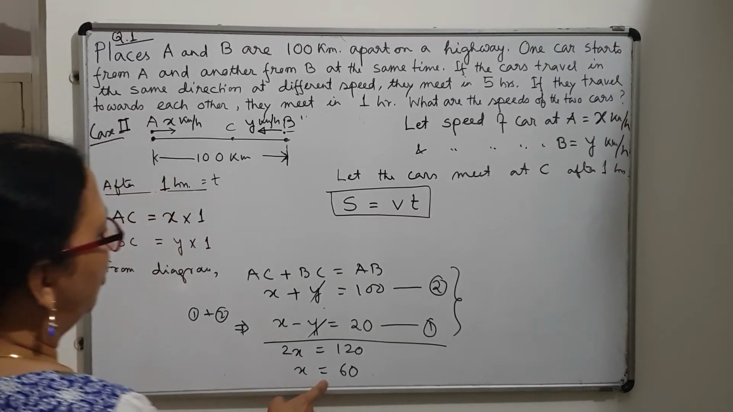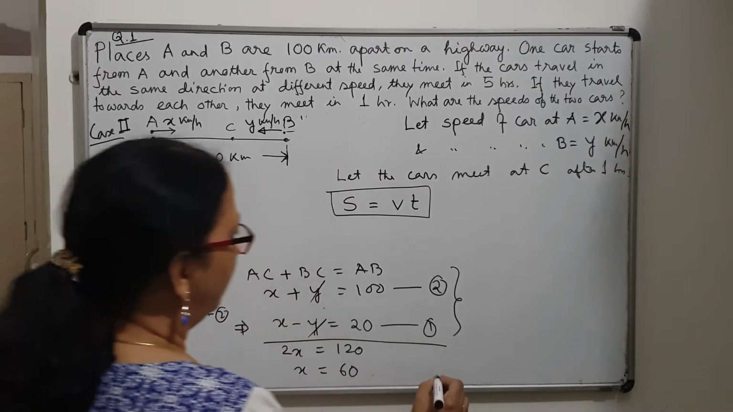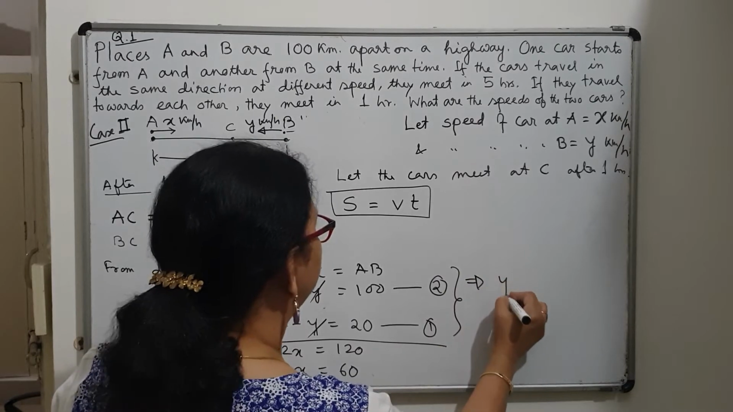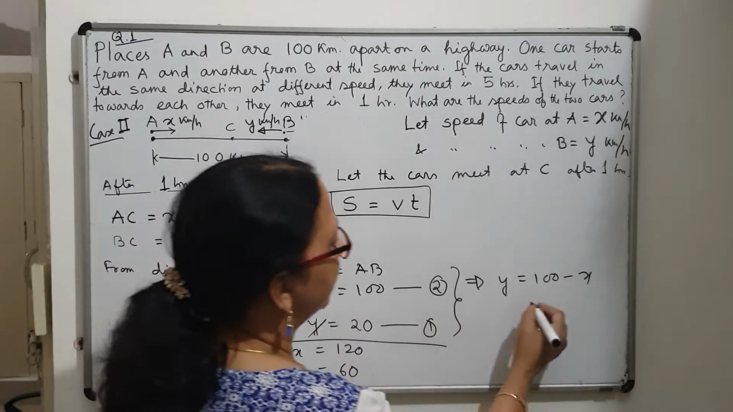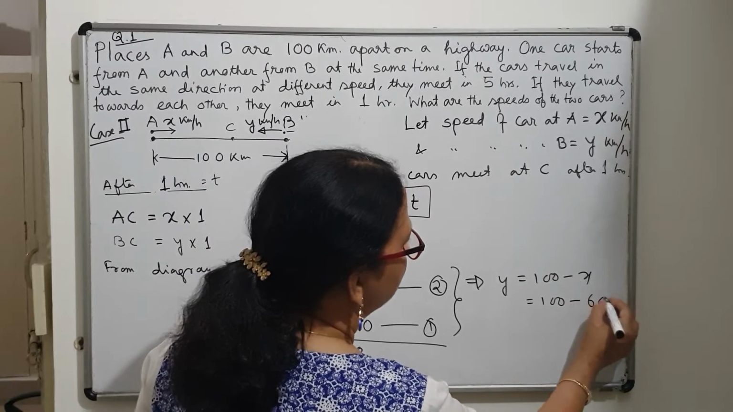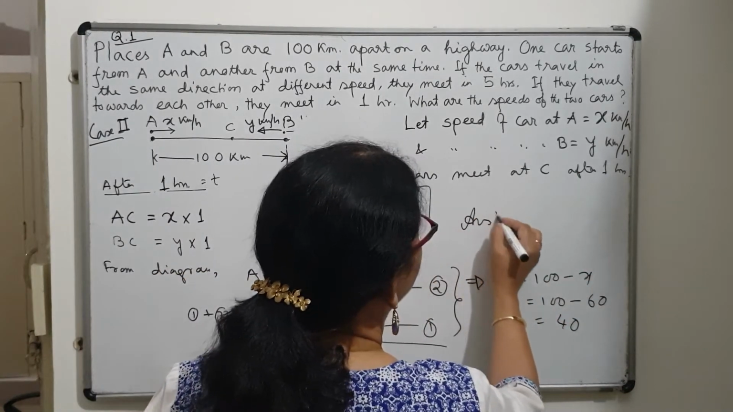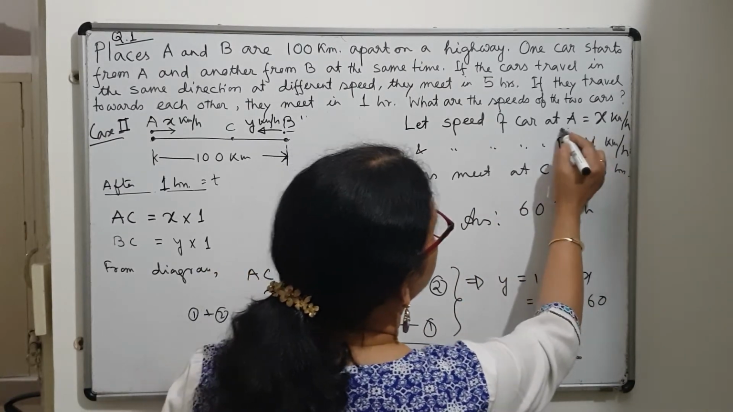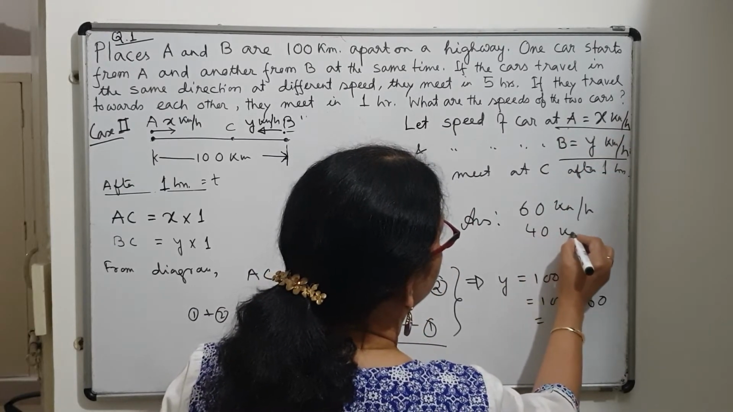Then simply put this value of x in equation 2. From equation 2, I get y is equal to 100 minus x, since x plus y is 100. So put the value of x, 60, here: 100 minus 60 is 40. So the answers are very easy now. The speeds of the cars are x, 60 km per hour, and y, that is 40 km per hour.